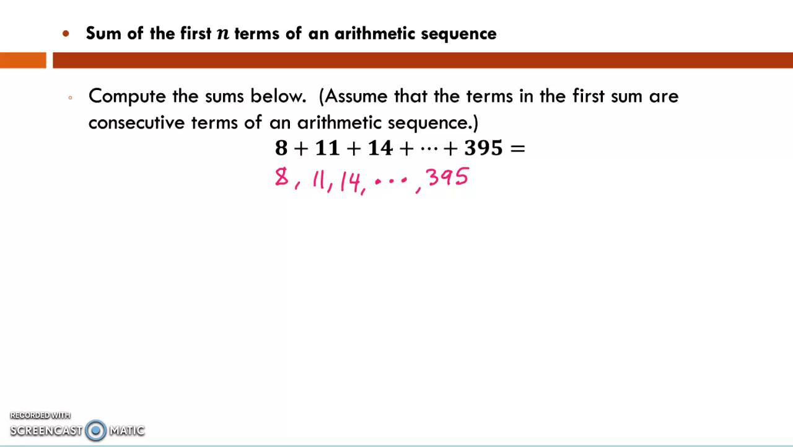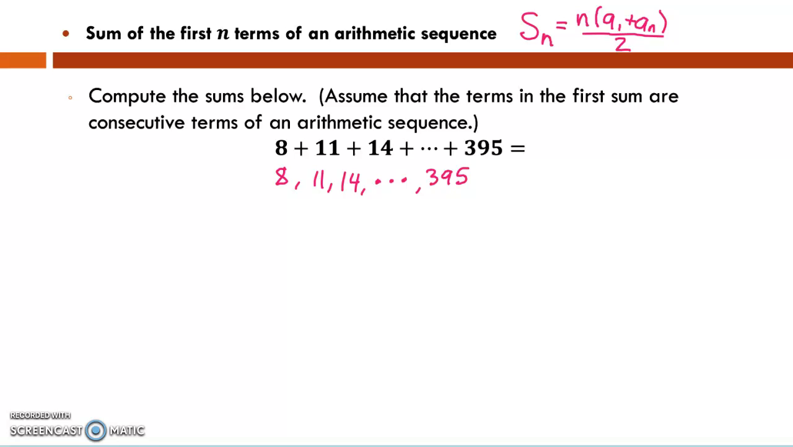Now, when we're summing them or adding them, we have this nice formula that we can use, and that is that the sum of these n terms, it can't be infinite in this case, but the sum of the n terms is going to be equal to n times our first term plus our last term, and then we're going to divide by 2. Alright, so there's our formula we're going to use.